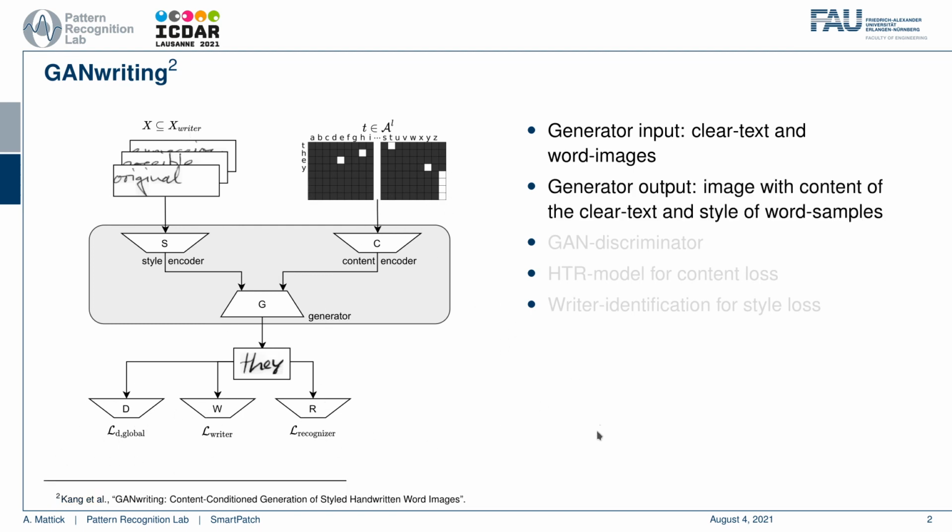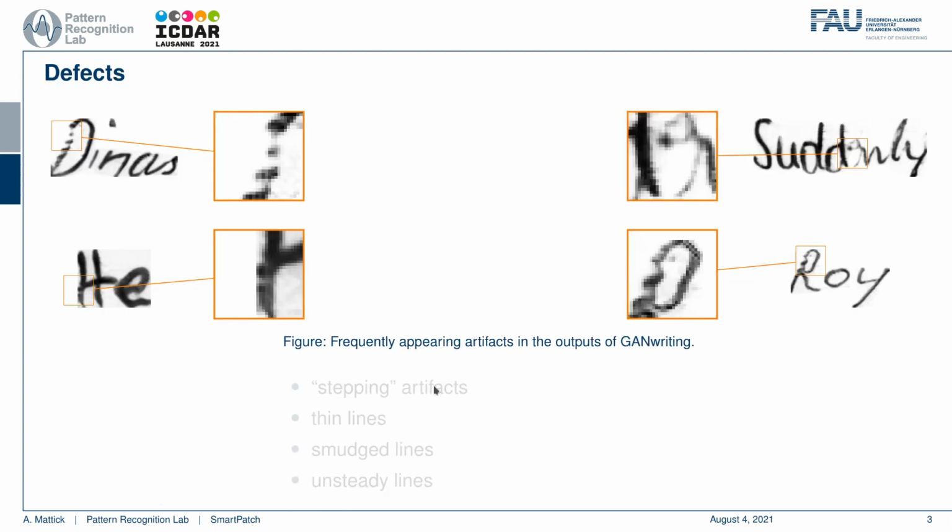And then we have a normal GAN discriminator, which tries to distinguish between fake samples and real samples. We also have an HTR model, which tries to detect the content, and a writer identification model, which tries to detect the style. The idea is that both of these losses together allow the generator to disentangle style and content, so you get independence from both of these things. So GANwriting already works pretty well. However, it also has some problems.